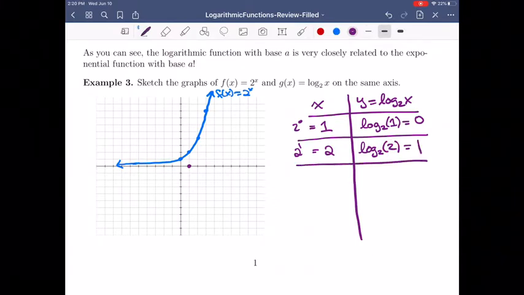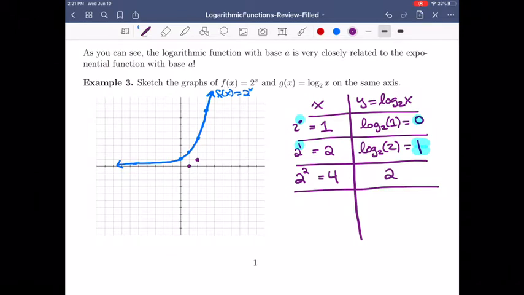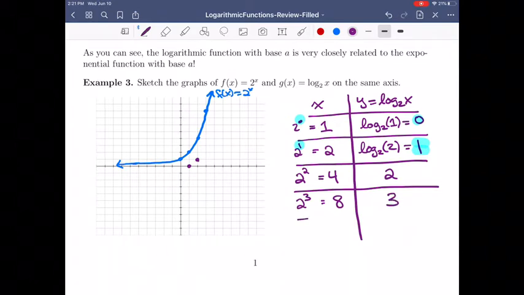Okay, so this number is this power. This number is that power. That's why we're getting these. Now I'm going to have a point at 2, 1. I don't want to pick 3 because that one's actually hard. But let's try 4, because I know 4 is 2 squared. So log base 2 of 4 is going to be 2. I can also do 8, because that's 2 cubed, so that one's going to be 3.